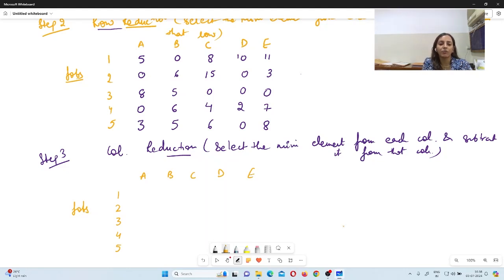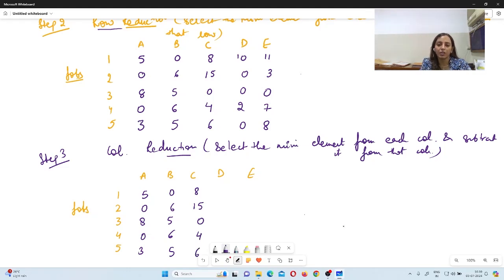So we select the first column, 5, 0, 8, 0, 3. So the minimum one is 0. So write it over as we have taken 0 as the minimum element and subtract it. 5 minus 0, that will be 5. Again this one 0, 8, 0, 3. Right? For the B, the minimum element in this B is 0. So write it over as 0, 6, 5, 6, and 5, right? Now this one again is 0, so 8 minus 0, that will be 8, 15 minus 0 will be 15, 0 minus 0 is 0, and 4 minus 0 will be 4, 6 minus 0 will be 6, right?